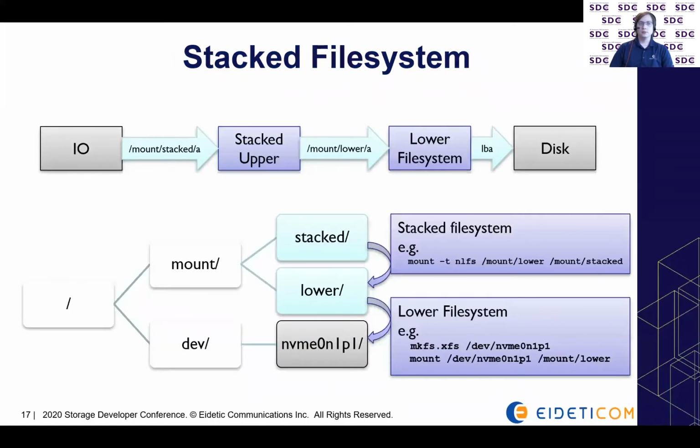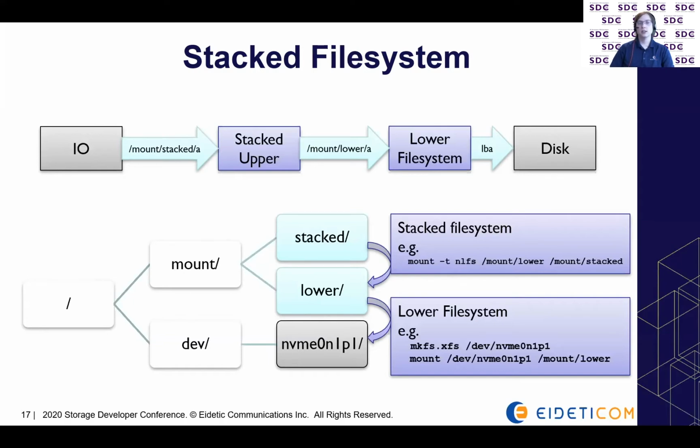Stacked file systems work by creating a new mount point, where if a file is opened here, on the stacked mount, some computation is done on it before it is passed on to the lower mount, with the same file name, to the lower file system, which then manages writing directly to disk.